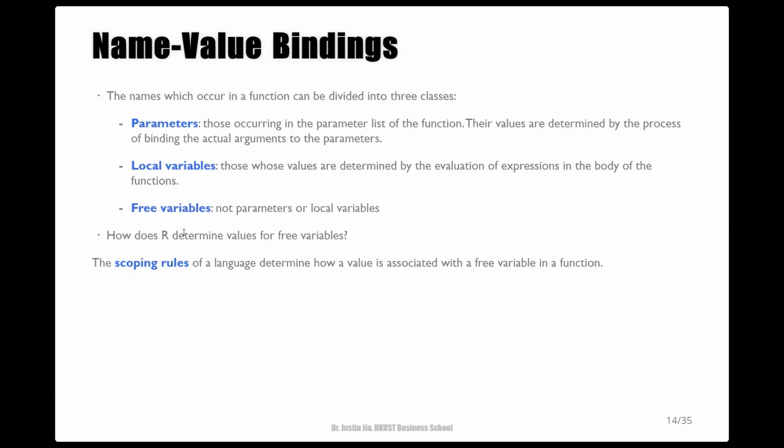And the third class of names are free variables. They are names that are neither parameters nor local variables. Their values are determined neither by matching passed-in arguments nor by evaluating inner expressions. So how does R determine values for free variables? The language mechanism that determines how a value is bound to a free variable in a function is called the scoping rules. And this is going to be the theme of the remaining portion of this unit.